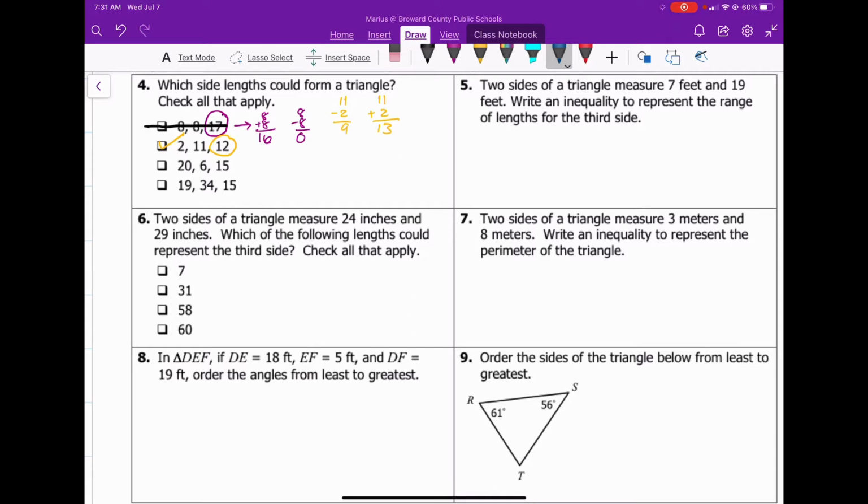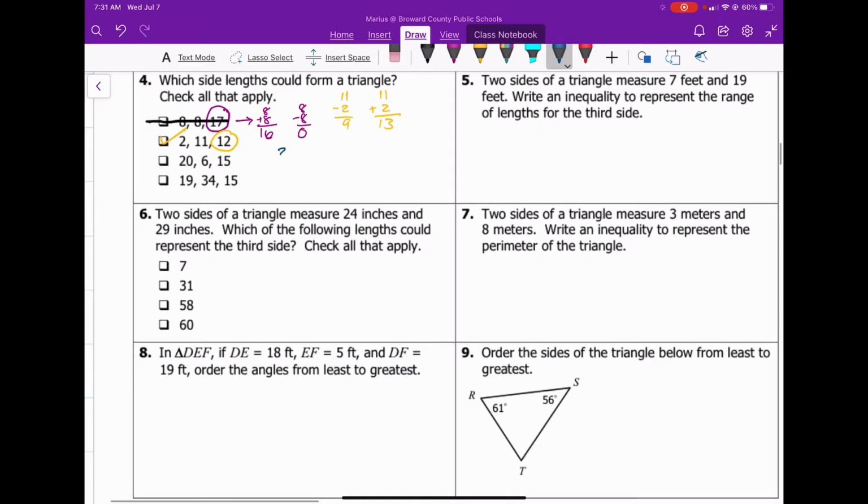We have 20 and 6. So I'm going to do 20 minus 6, which is 14. Then I'm going to do 20 plus 6, which is 26. And I'm looking at 15. Is 15 between 14 and 26? Yes, so that is a triangle. The ones I'm checking off all make triangles. That first one that we didn't make a triangle because the third number was outside the sum and the difference.